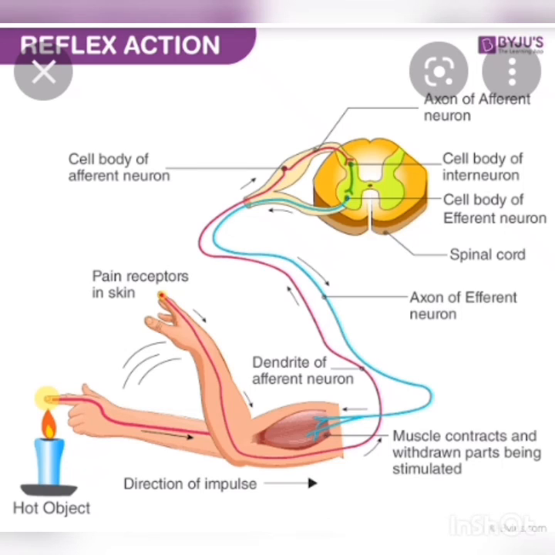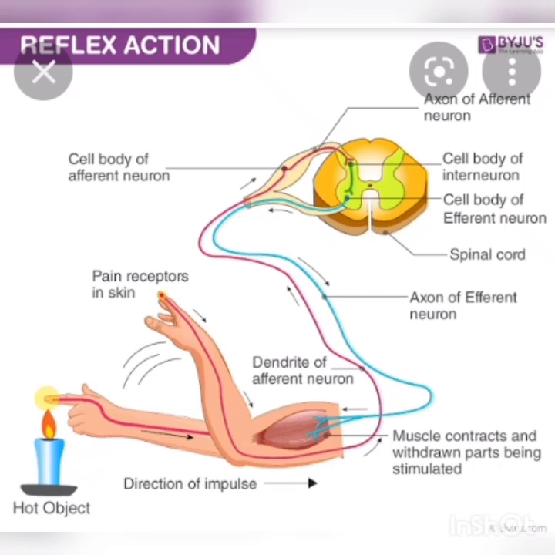Now comes the reflex action. Those actions which are not controlled by our brain are called reflex actions. For example, if we accidentally touch a hot object, we pull our hand back immediately. These actions are controlled by the spinal cord.